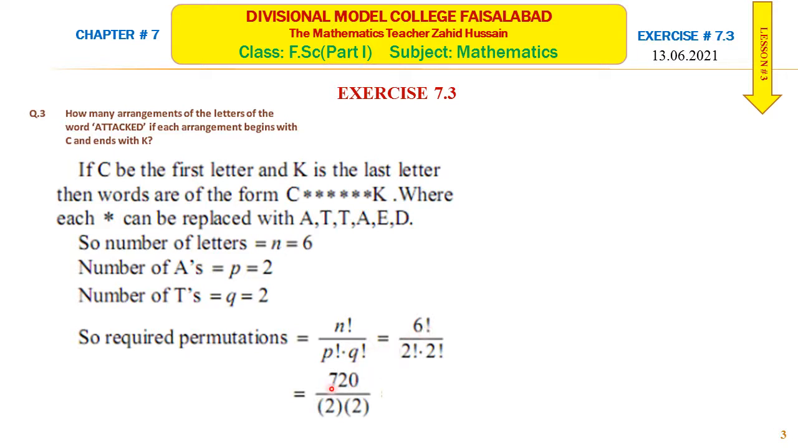6 factorial is 720, 2 factorial is 2, and 2 factorial is 2. Divide 720 by 4, we will get 180. So there are 180 arrangements if C and K are fixed. So there are different arrangements of the letters of this word, but the arrangements in which C is at first place and K is at last place are 180.